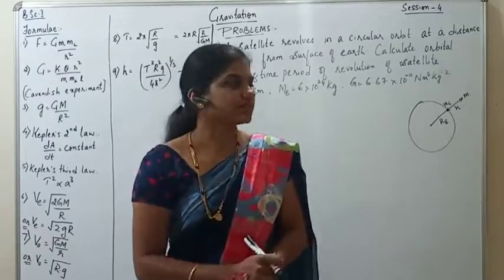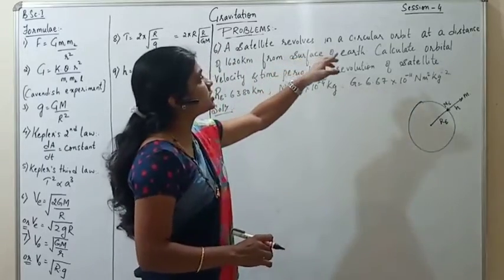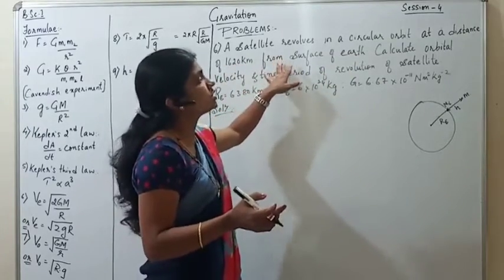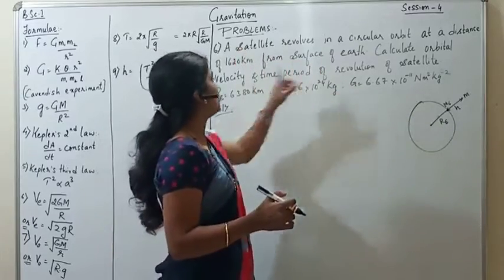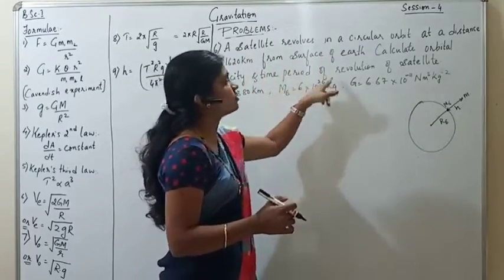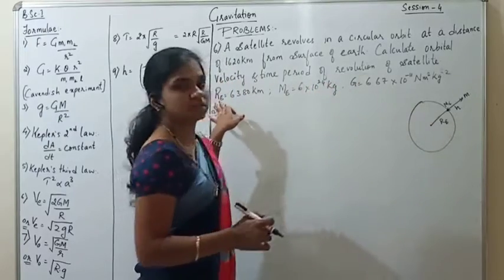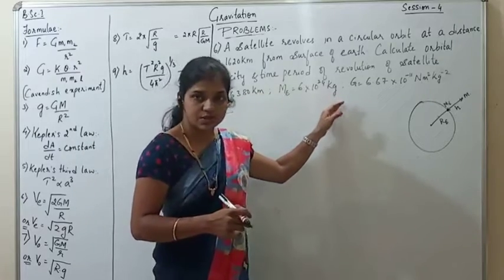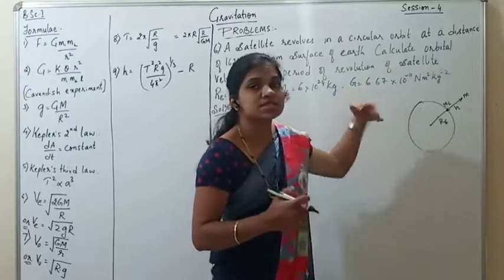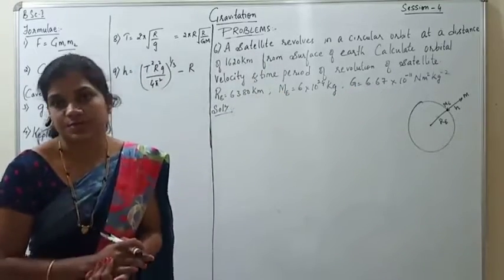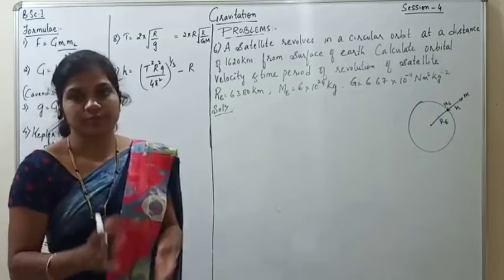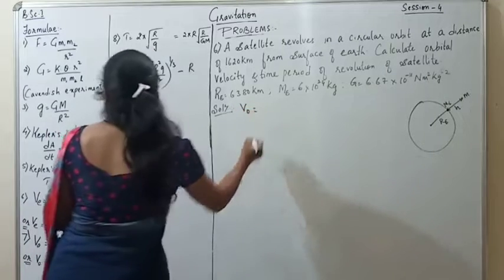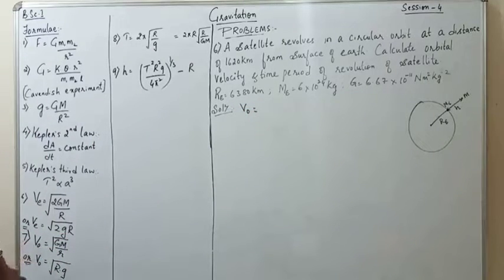The sixth problem. A satellite revolves in a circular orbit at a distance of 1620 km from the surface of the Earth. Calculate the orbital velocity and time period of revolution of the satellite, given radius of Earth is 6380 km, mass of Earth is 6 into 10 raised to 24 kg and gravitational constant G is 6.67 into 10 raised to minus 11 Newton meter square per kg square. Now we know the orbital velocity formula, root GM upon r.